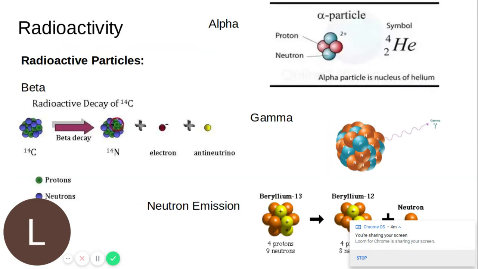So there are four main types of radioactive particles.